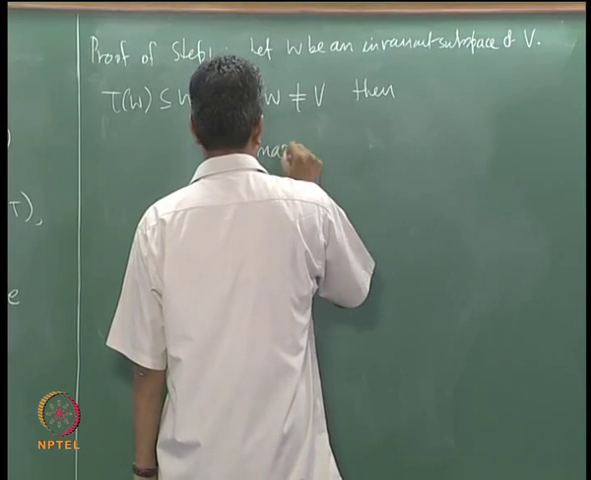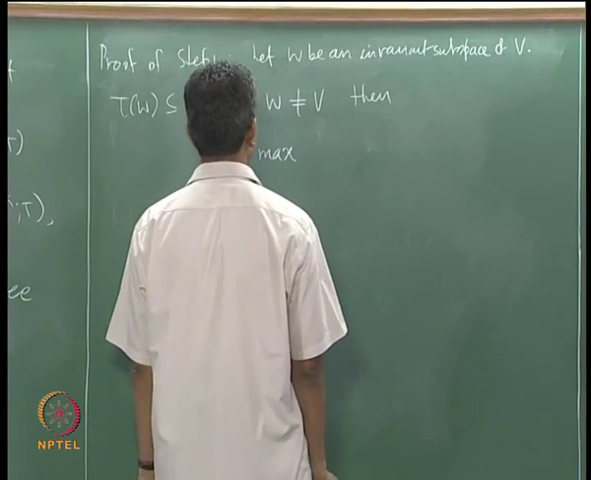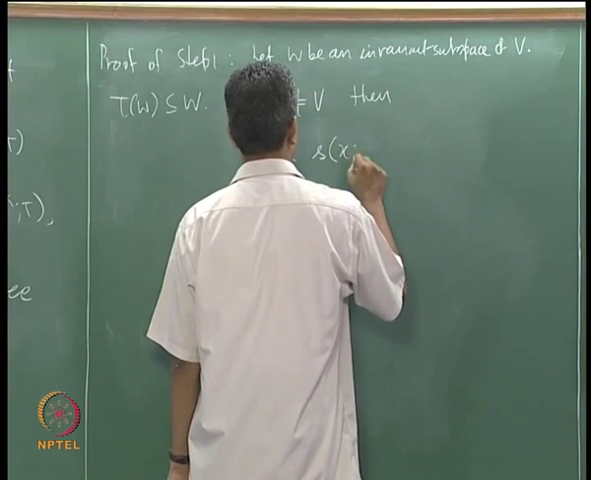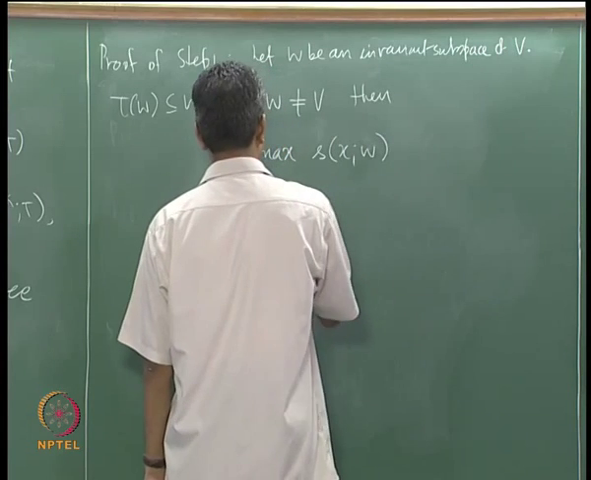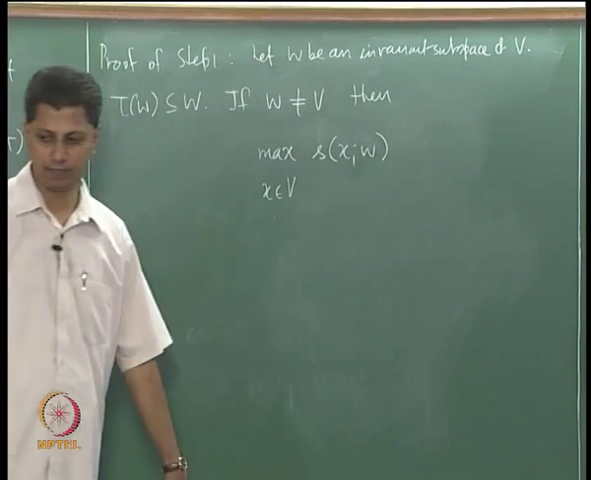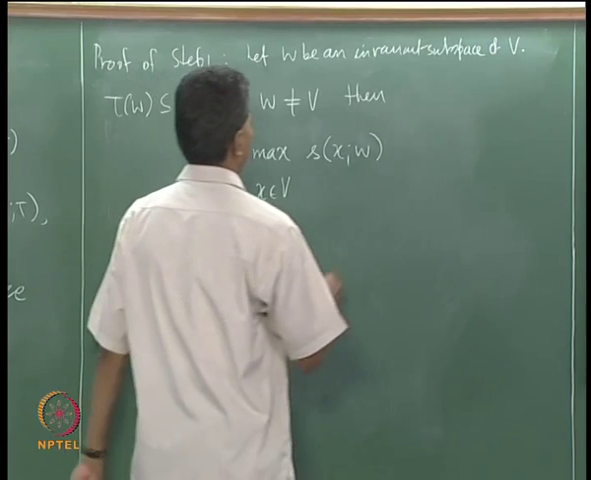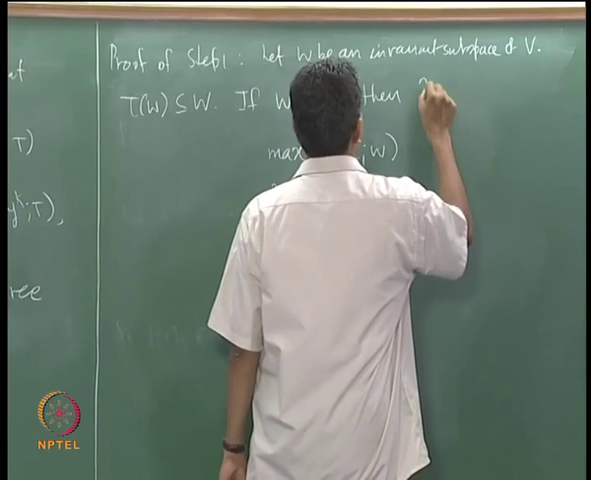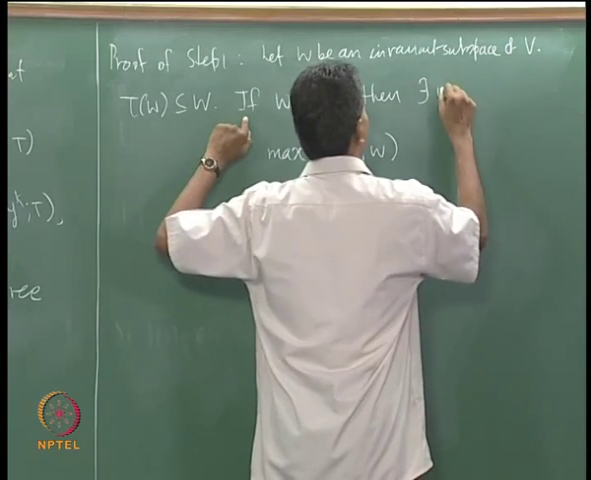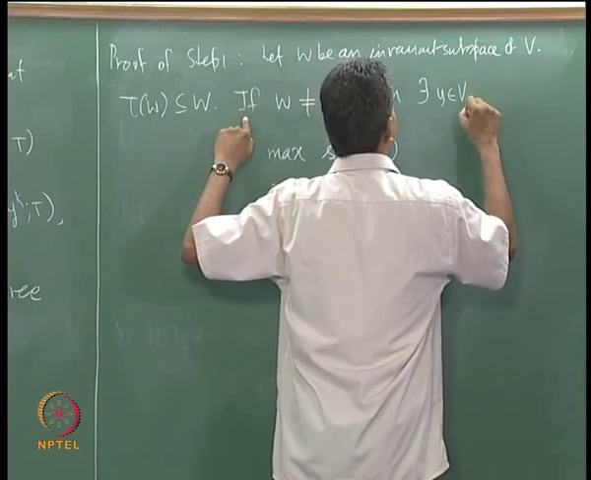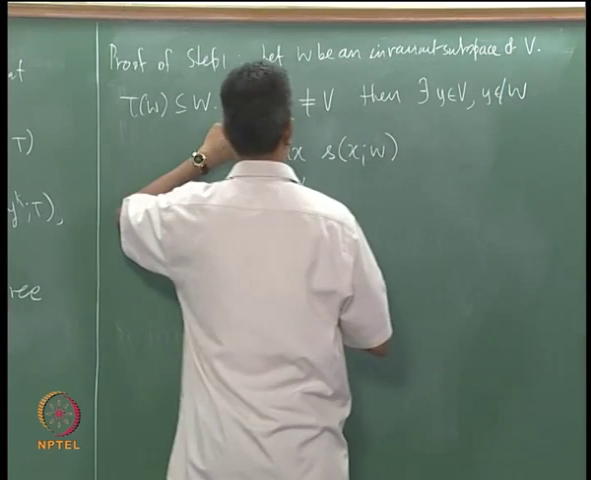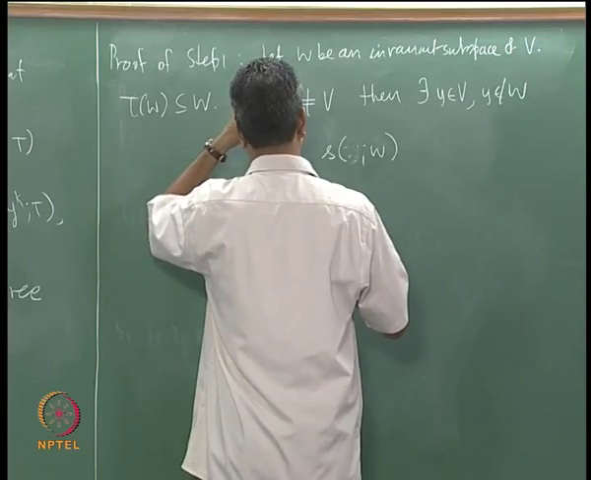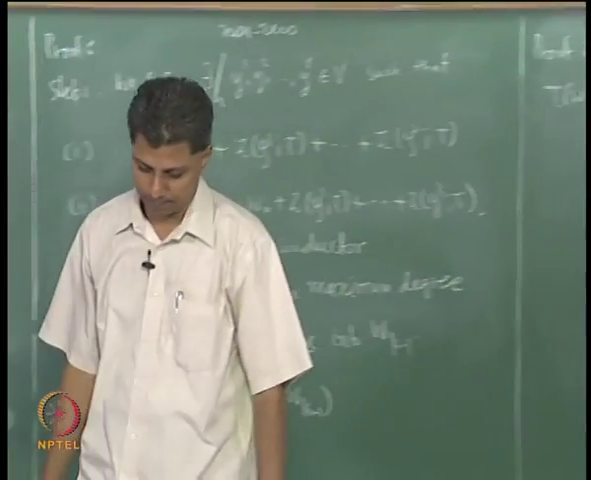I look at the maximum of s(x; W), x in V. Okay. If W is not V, there exists y in V such that y is not in W. So, I want to show, I got to check this step.